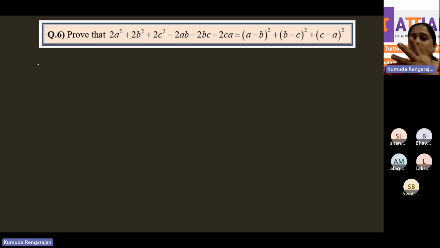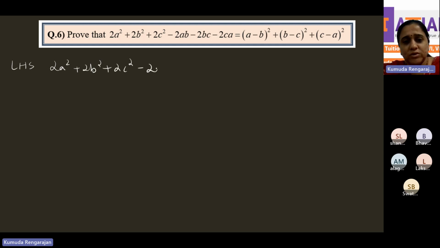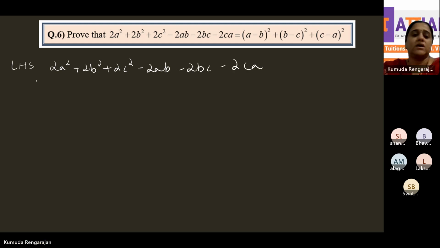Yeah, look, next line. Prove that, that means you should take up only the LHS, right? So take up the LHS. What is LHS? 2a square plus 2b square plus 2c square minus 2ab minus 2bc minus 2ca. Yeah, what next?